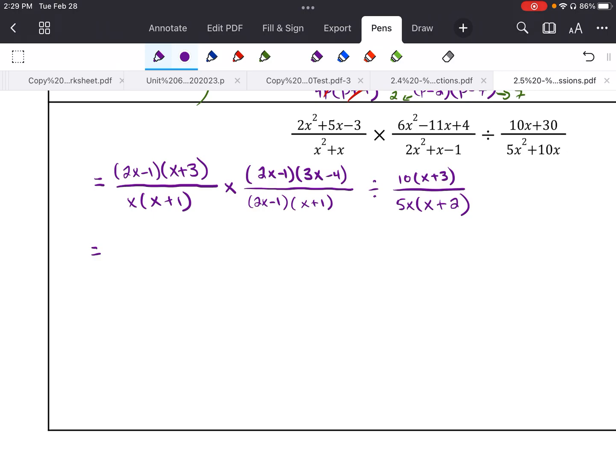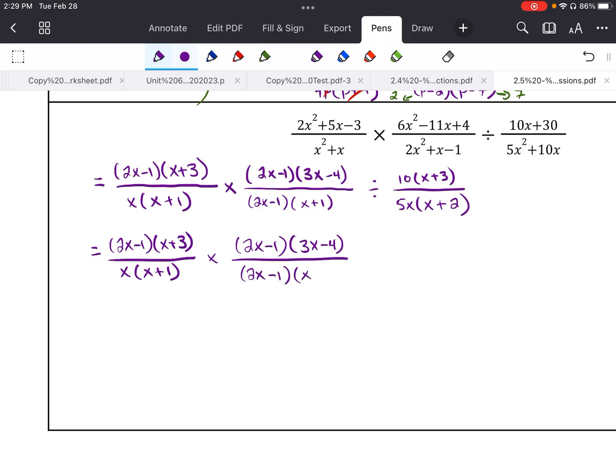Okay, now I'm going to rewrite everything and get rid of the division sign, because we can't start factoring out or canceling out until it's all in the right order. Okay, so change it to multiplying. 5x, x plus 2 is the new numerator, and 10 times x plus 3 is the denominator.